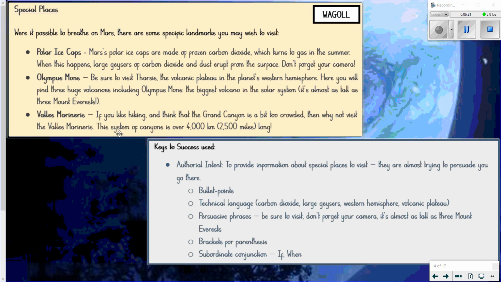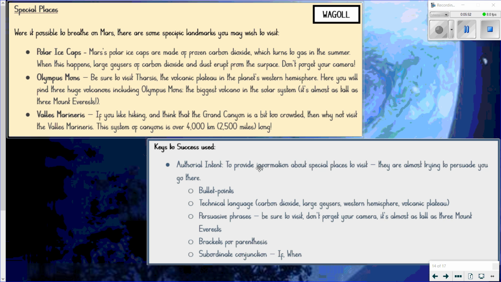Bullet points are used for the organisation. There is also technical language, because this is a scientific non-fiction text, or a geographical scientific non-fiction text. There's lots of scientific vocabulary such as carbon dioxide, large geysers, Western Hemisphere, volcanic plateau. But there's also some persuasive phrases in this one as well. So, be sure to visit. Don't forget your camera. It's almost as tall as 3 Mount Everests. So it's that slightly exaggerated tone to hook you in a bit.